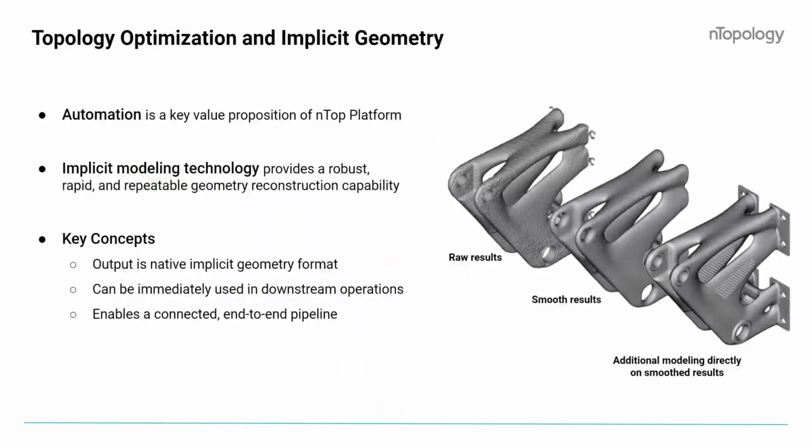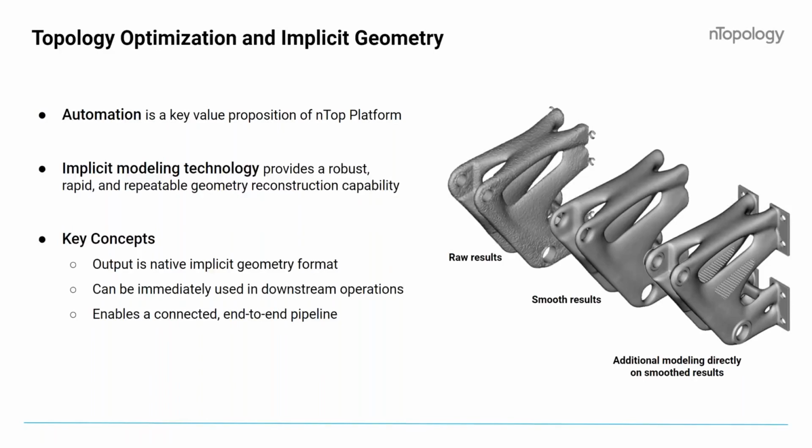This next slide here, how does topology optimization and implicit geometry connect? When we first looked at topology optimization and started asking how it fits in the system and how best to do it, we looked at the end-to-end process of how it is really done in practice. Automation is obviously a key part of what we're trying to do in the platform.